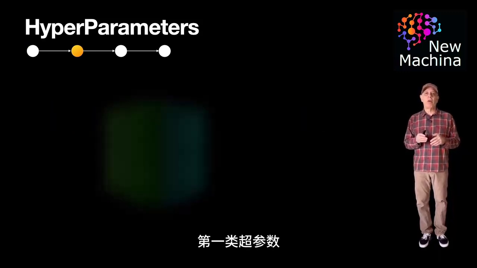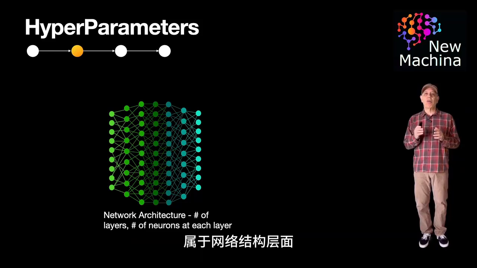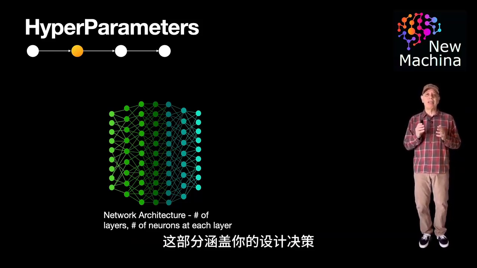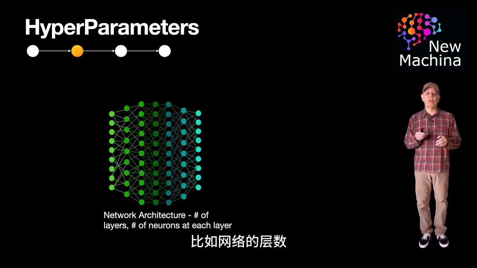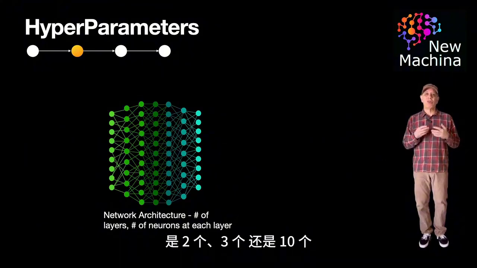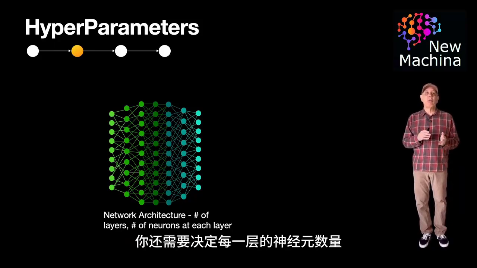The first category of hyperparameters falls under network architecture. This area covers your design decisions around the number of layers in your network. For example, how many hidden layers do you want? Do you want 2, 3, 10, for example? Once you decide on the number of layers, you need to determine the number of neurons per layer.